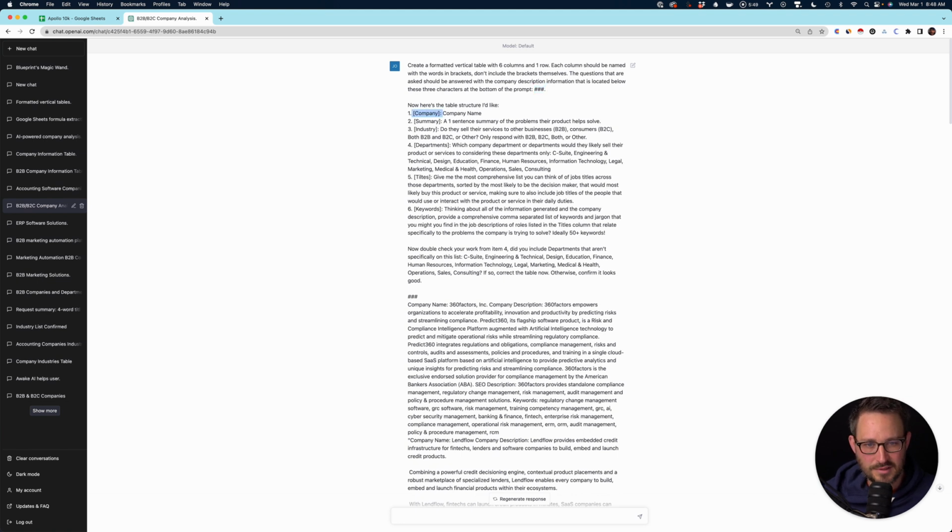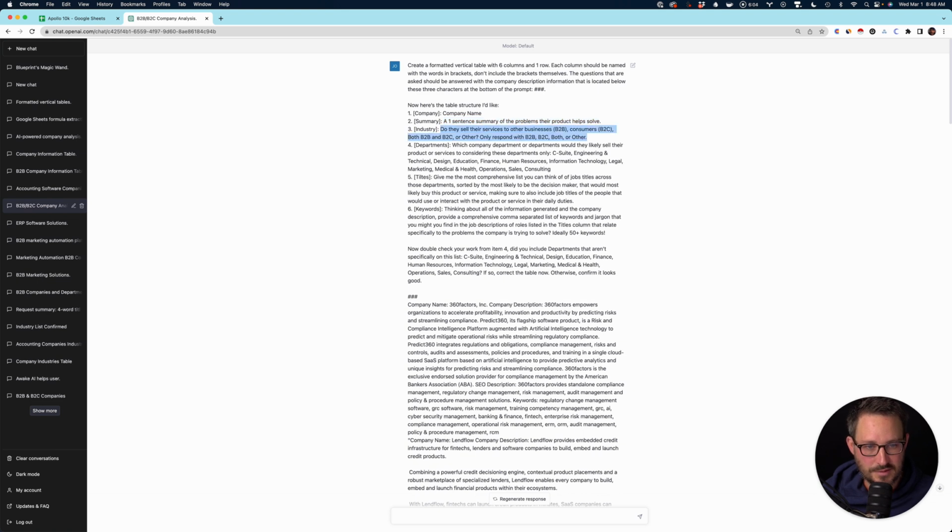I don't think I had to put this stuff in. It actually did pretty good without putting stuff in parens, but a 1-sentence summary of the problems their product helps solve. This is what I want. I actually wanted to understand what's the problem that a company is encountering. So I didn't want the company description. I wanted a re-summarization of the problem.